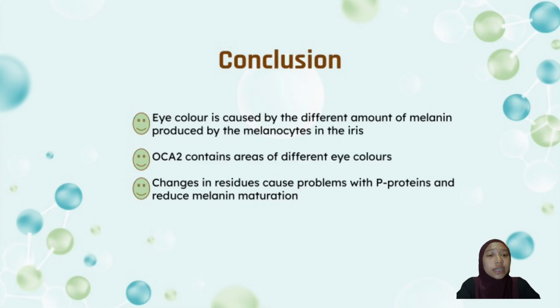In conclusion, eye color is caused by the different amount of melanin produced by the melanocytes in the iris. Although the OCA2 gene contains areas of different eye colors, one SNP is a powerful predictor of brown or blue eyes. Therefore, changes in it cause problems with P protein and reduced melanin maturation. Apart from these two genes involved in melanin formation, other minor genes also contain regions that cause eye color, depending on the amount of pigment produced by melanocytes. Leukoderma causes red or purple eyes.